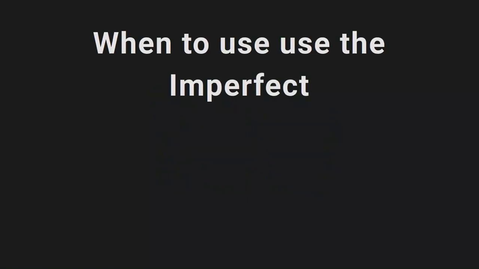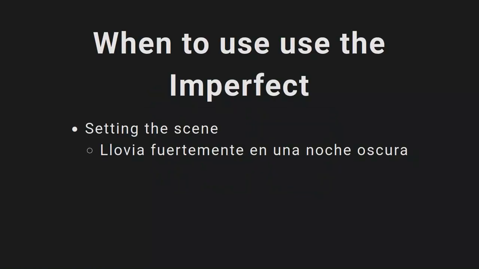So when to use the imperfect? When you're setting the scene, like I mentioned, it was a dark and stormy night. Llovía fuertemente en una noche oscura, right? So it's not like it rained once. The rain is something that kind of continues. It goes on for a bit. And it's not very clear always when it starts. I don't think it's ever clear when it starts and when it ends.